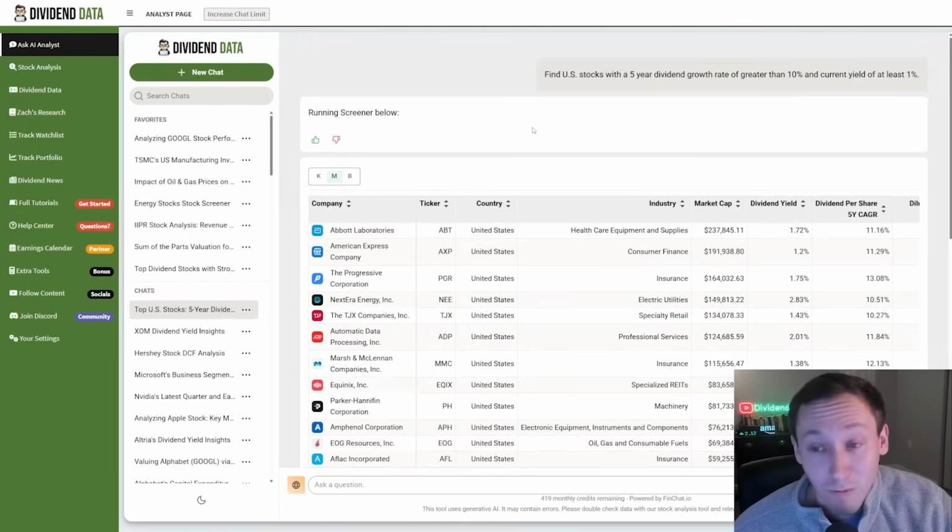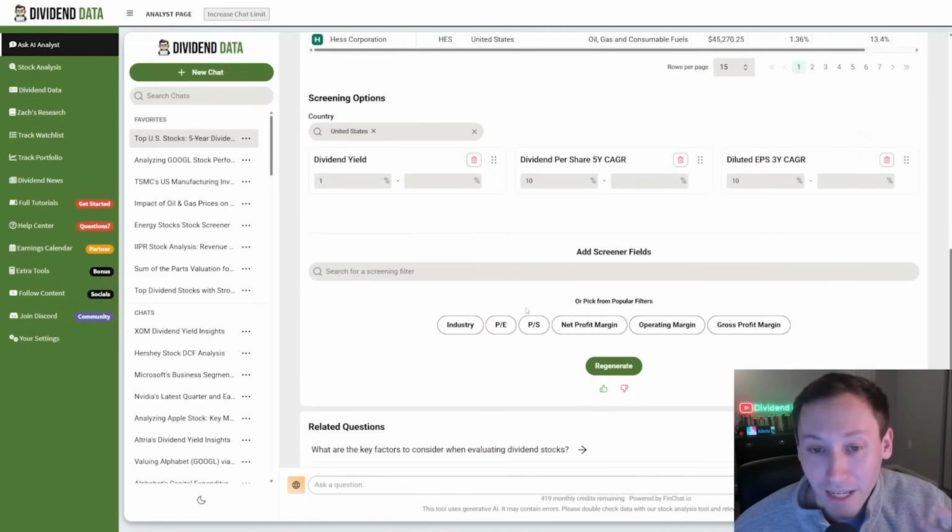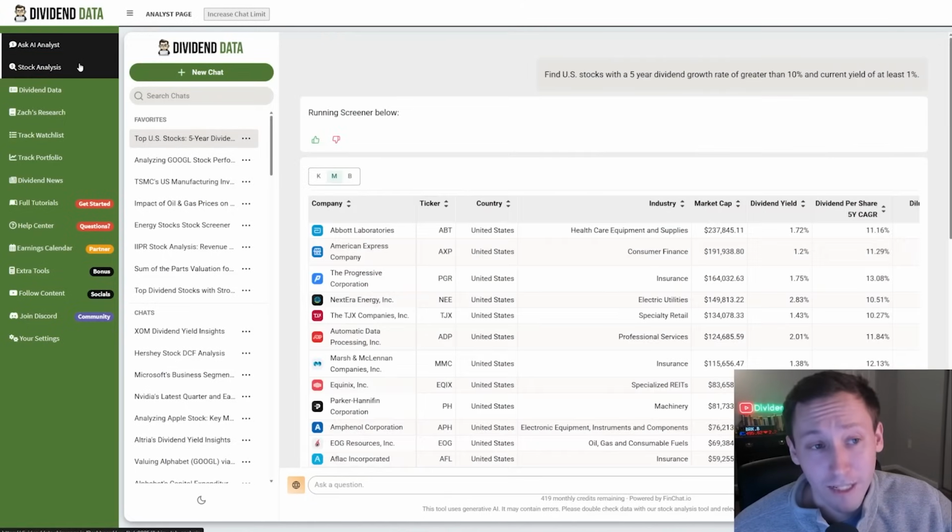So this is probably one of the most underrated features. I would probably recommend you always just have one of these favorited up at the top so that you have quick access just to open the screener and play around and edit whatever you want with it. So that's a pretty good breakdown of our first 3 tools over on dividenddata.com, which are all focused on analysis, helping you find better investments.